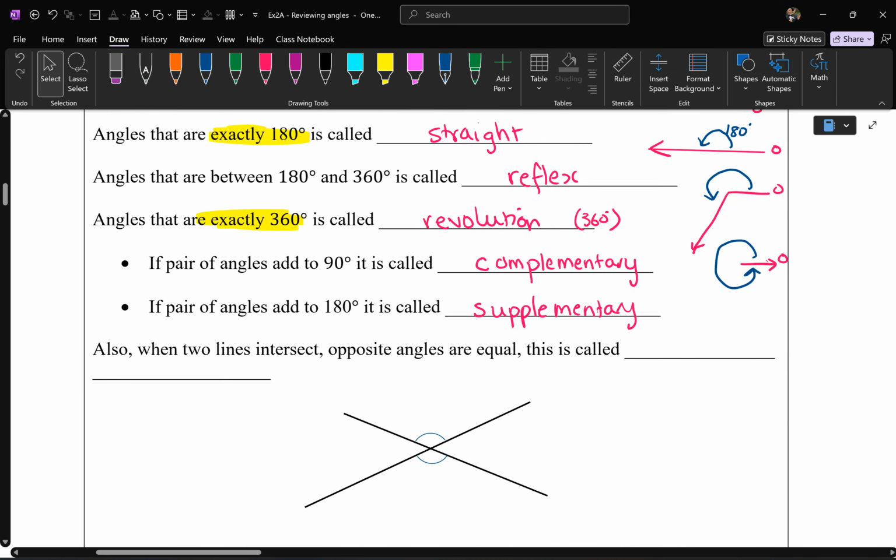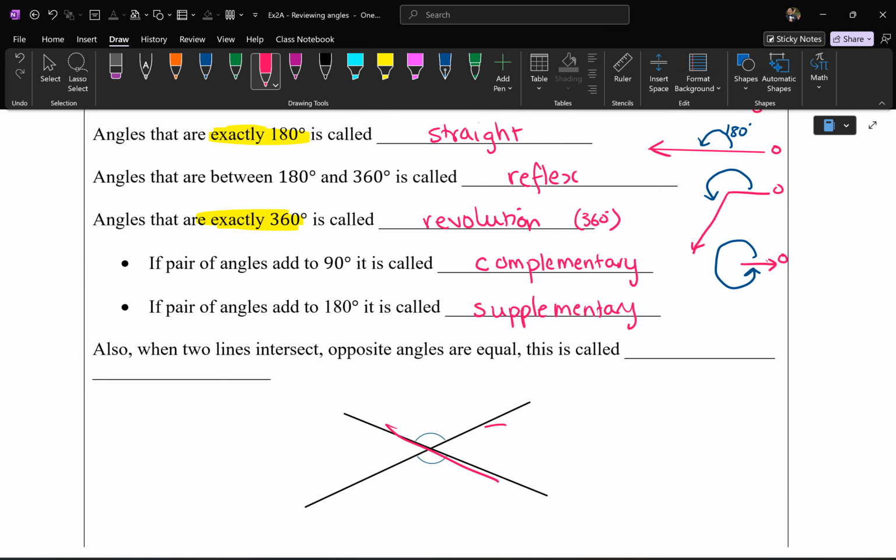The last one that you need to know, which we'll link into tomorrow's lesson, exercise 2B, is when you have two lines that intersect. You can see I've drawn two lines here. If they intersect, this is an intersection there. The opposite angles, so this angle over here that it makes, which is an obtuse angle, and its opposite counterpart, so up and down, so if it's on top, bottom, the opposite angles are equal. So if this was 140 degrees, then the bottom must be 140 degrees as well.